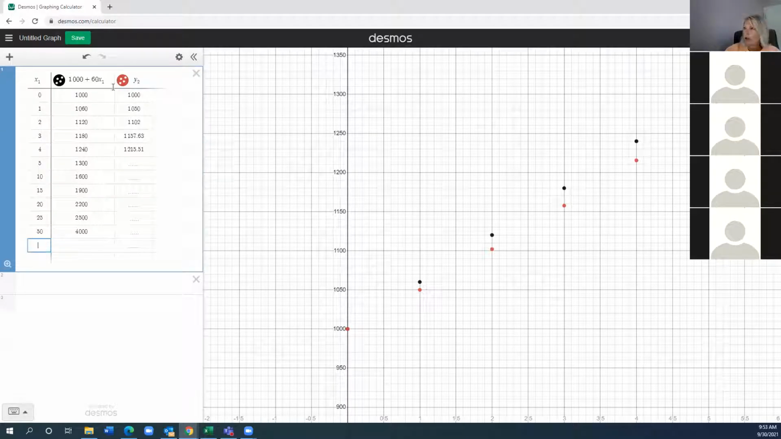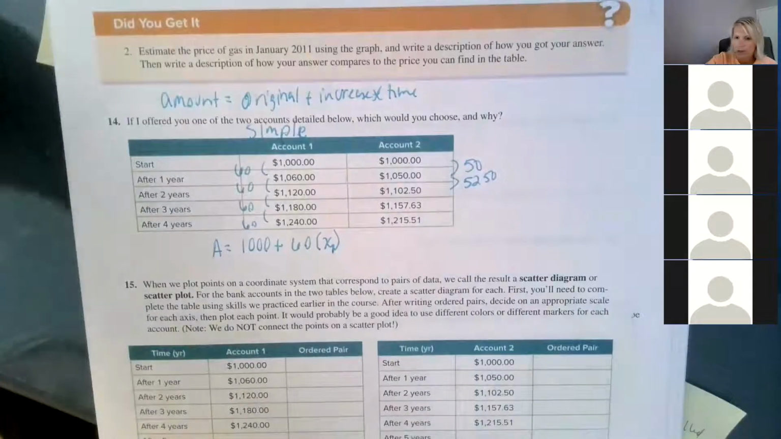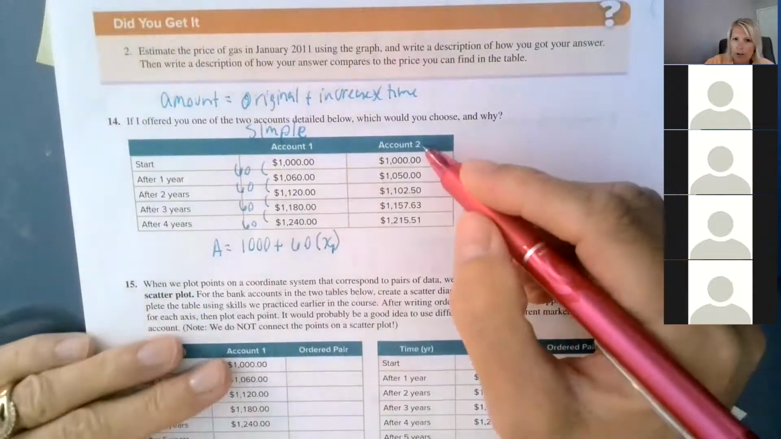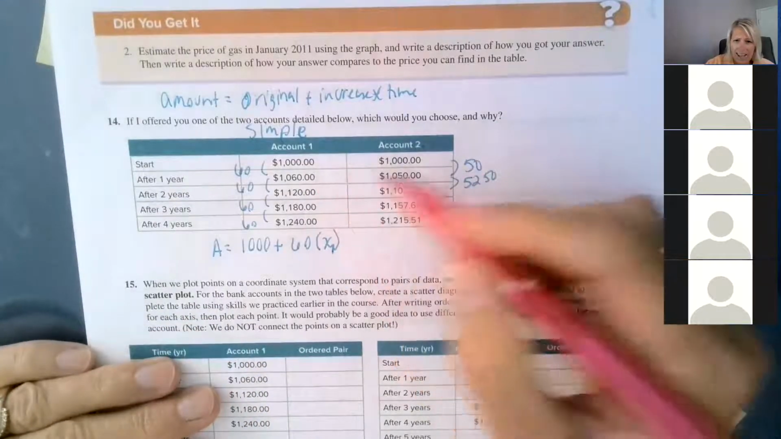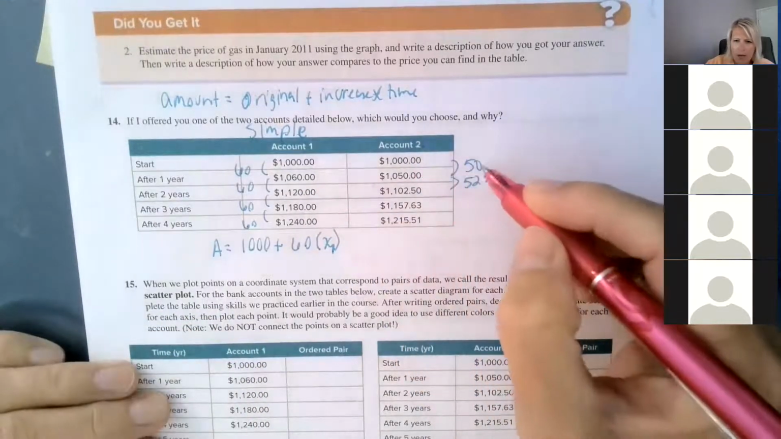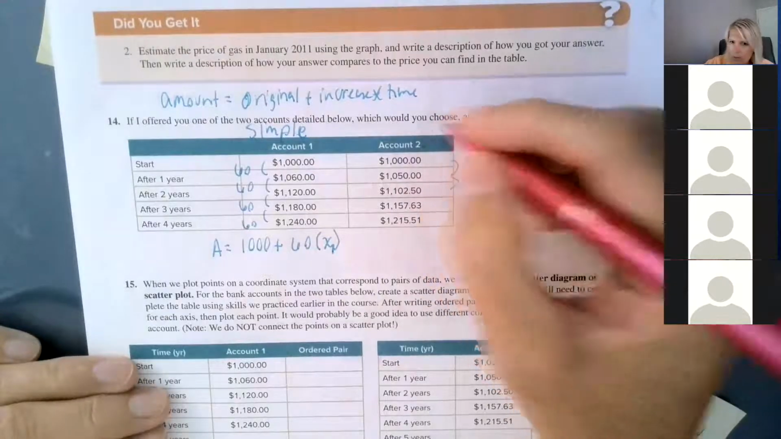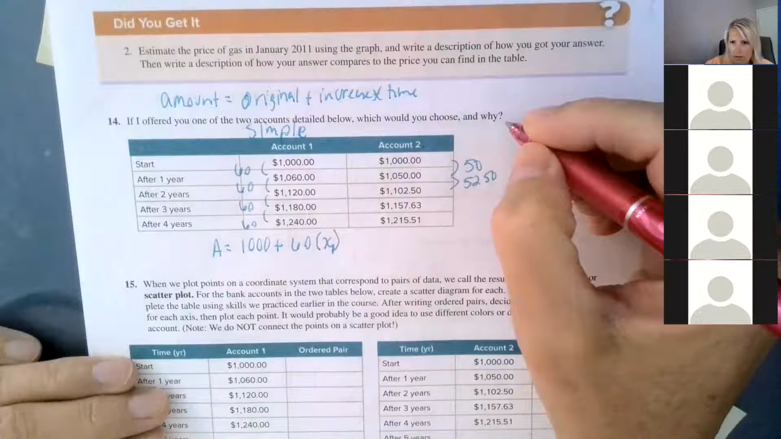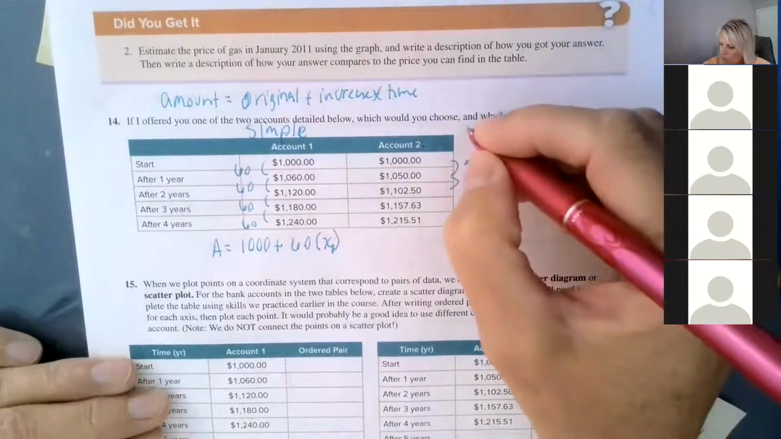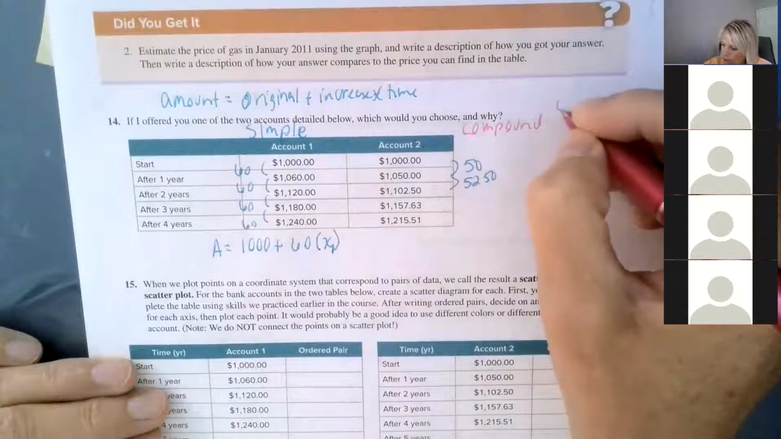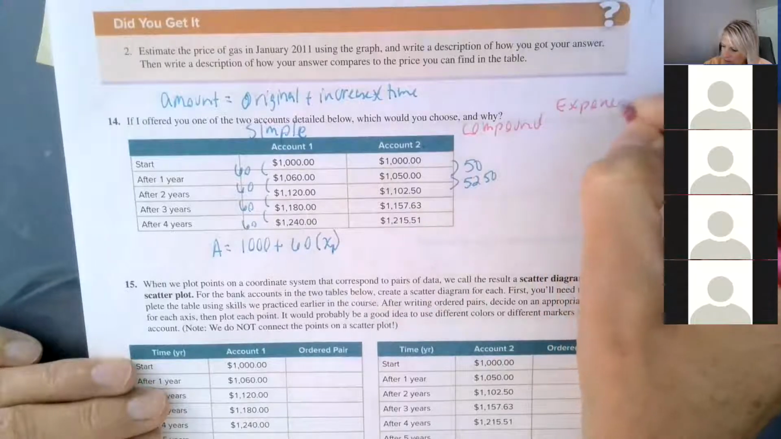Okay, so Y2, I'm going to go back to my paper. So let's try to work this out for Y2 as well. I'm going to do this one in pink. So for account 2, we said we're not increasing by the same amount. We're gradually getting a little bit more. And so what type of interest did we think account 2 was? Compound. Yeah, compound interest, which is an exponential equation.